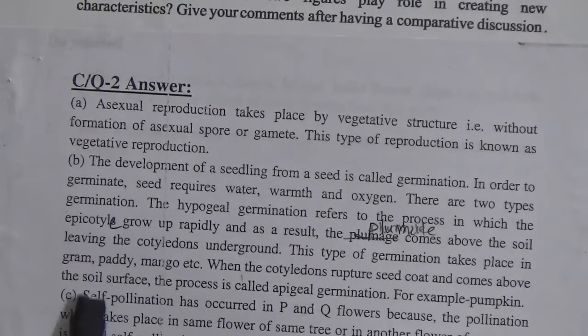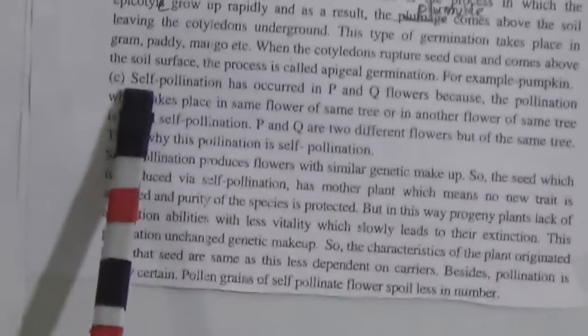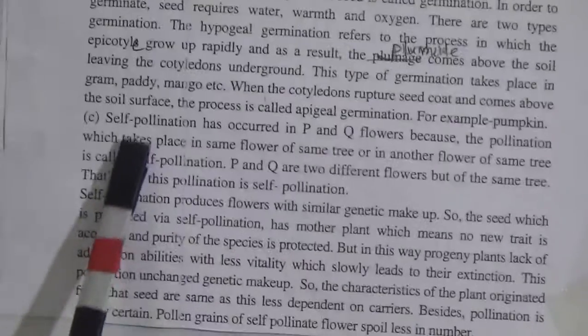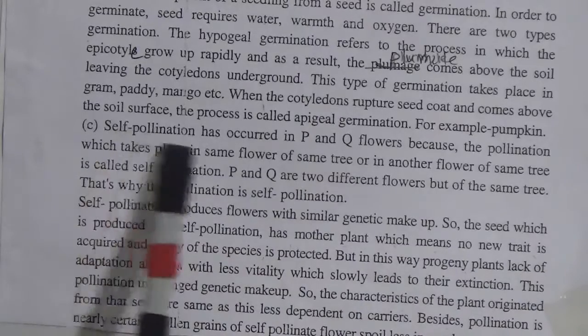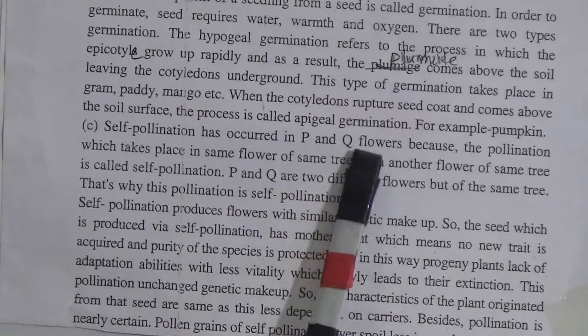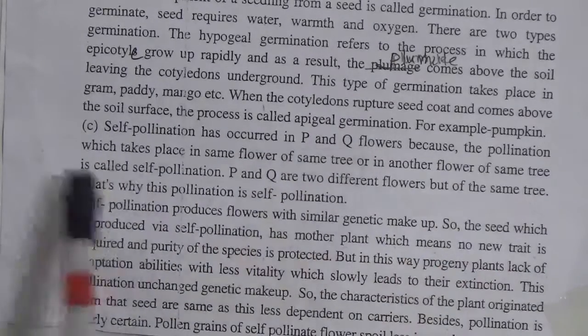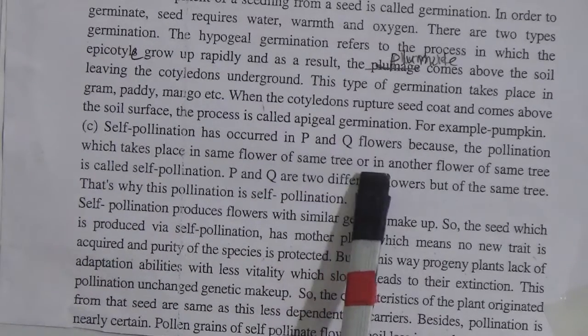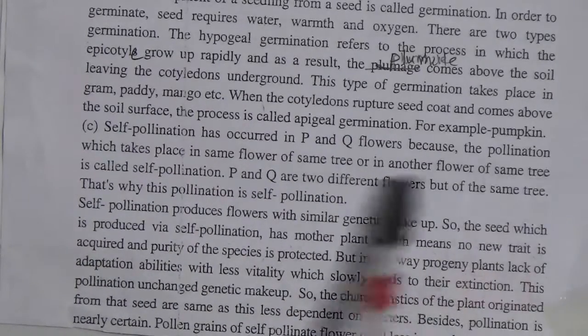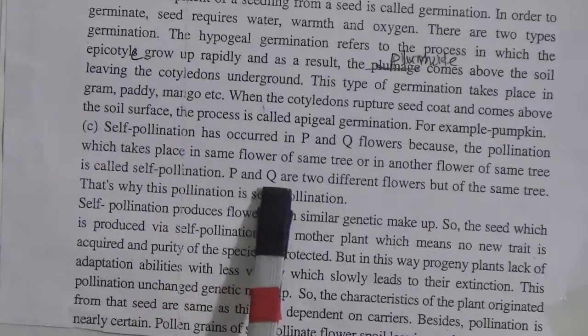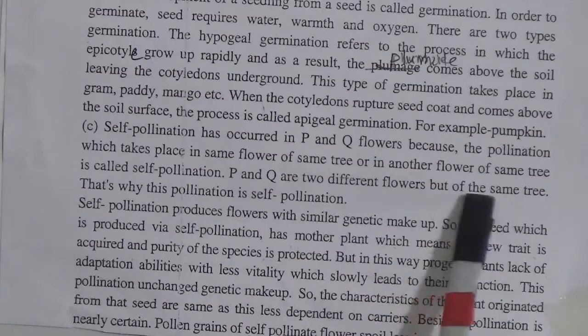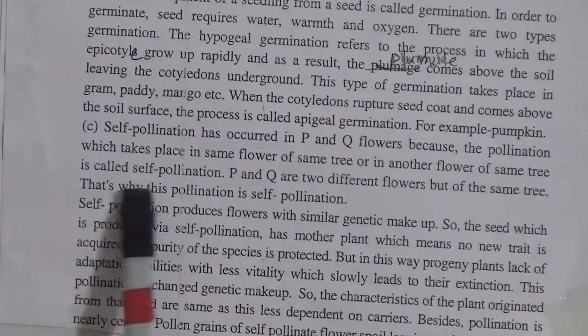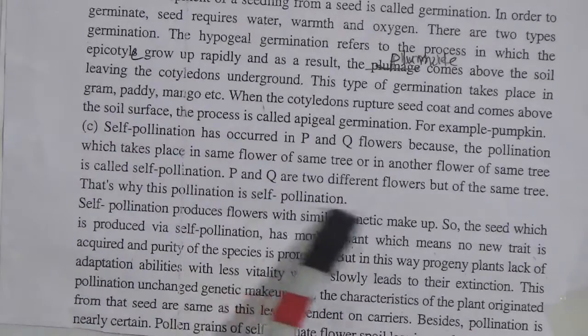When I discussed the stem, I said that between the P and Q flowers, self-pollination occurs. Self-pollination occurs in P and Q flowers because the pollination which takes place in the same flower or of the same tree, or in another flower of the same tree, is called self-pollination. P and Q are two different flowers but of the same tree. That is why this pollination is self-pollination.